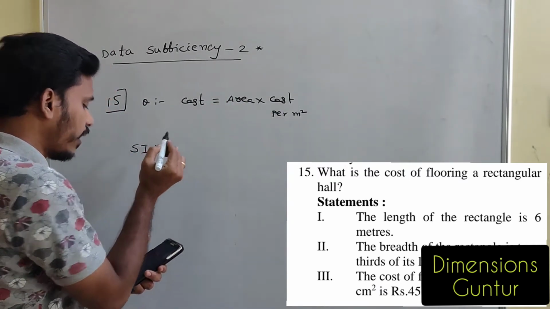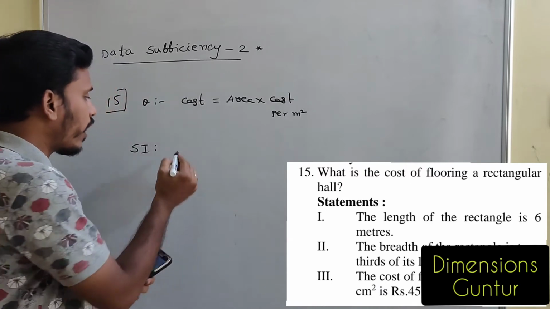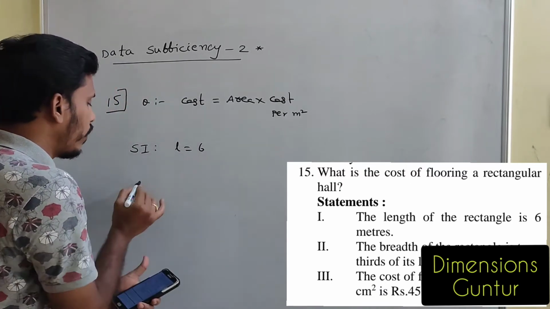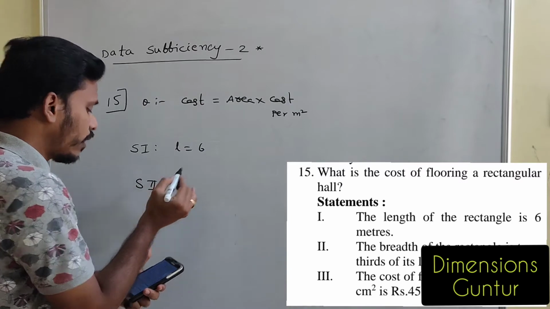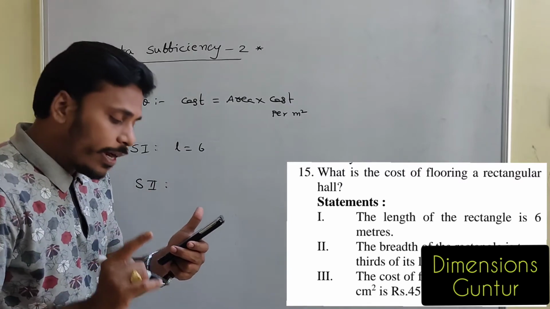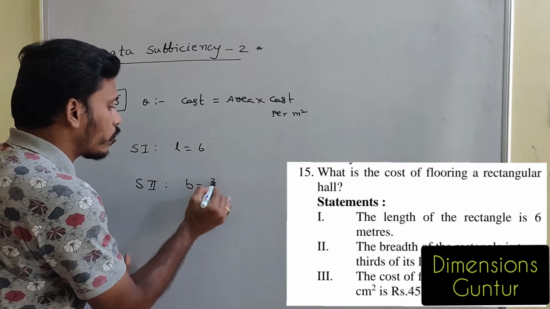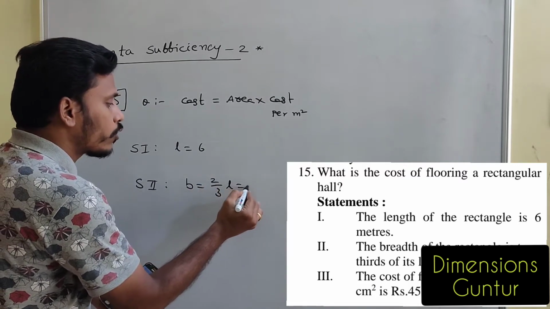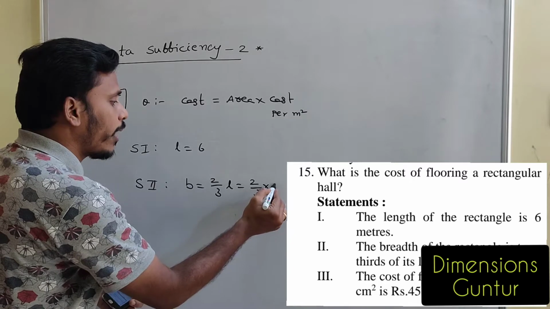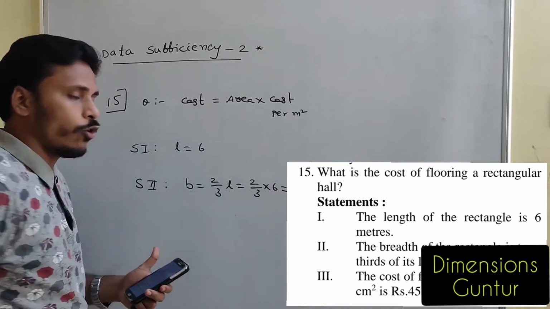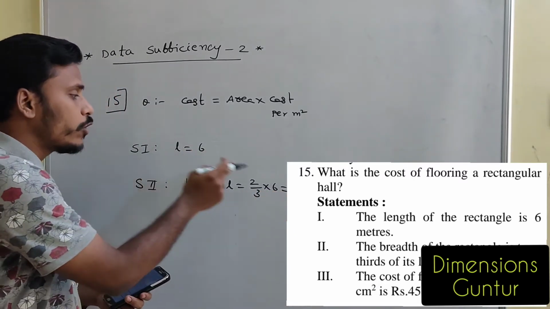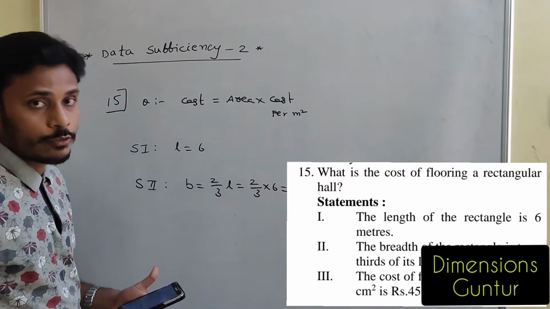Then think about statement 1. The length of the rectangle is 6 meters. Length is given as 6 in statement 1. Then think about statement 2. The breadth of the rectangle is 2/3 of its length. So breadth is equal to 2/3 of length, that is 2/3 times 6, which equals 4. So from this, if I use L as 6, I will get the breadth as 4.